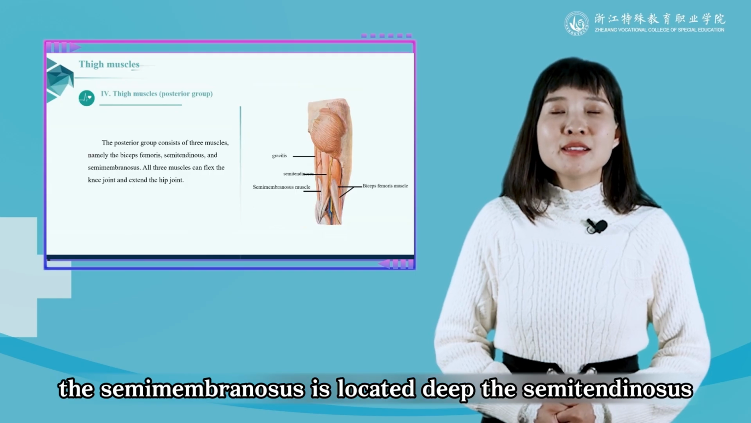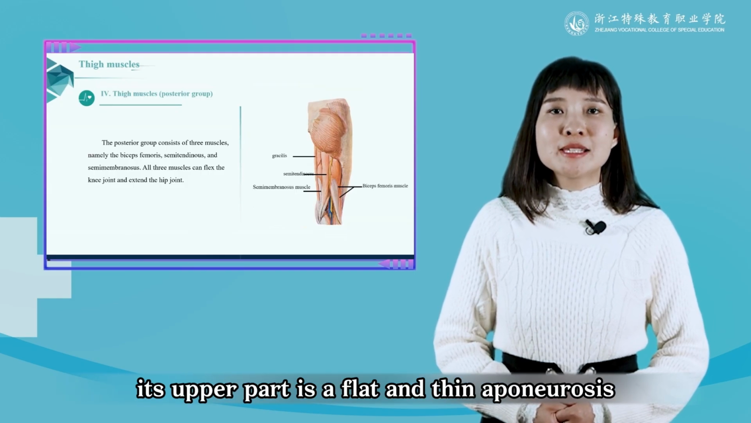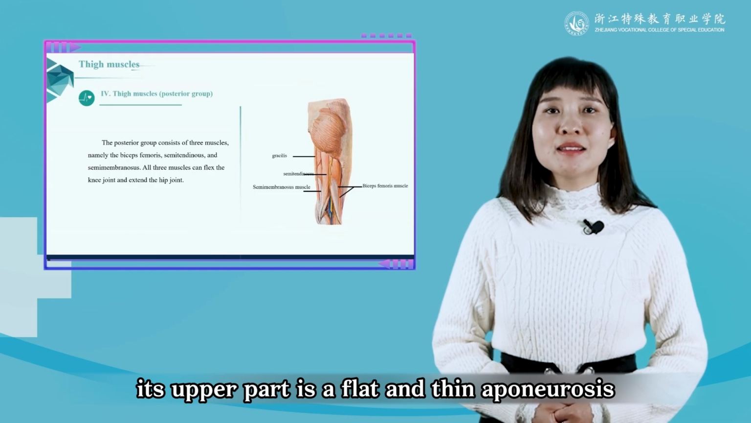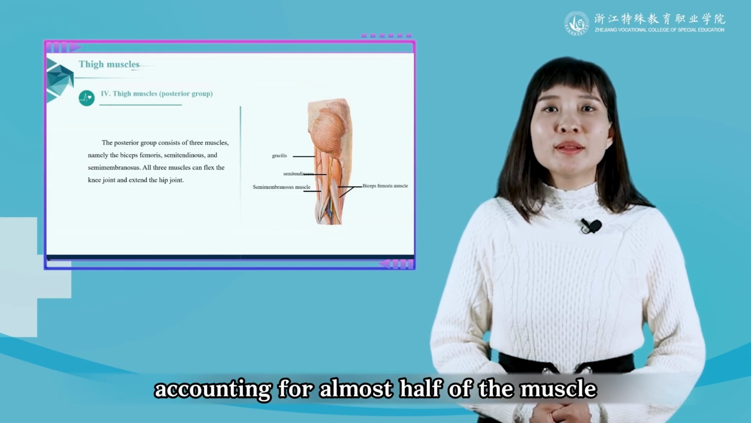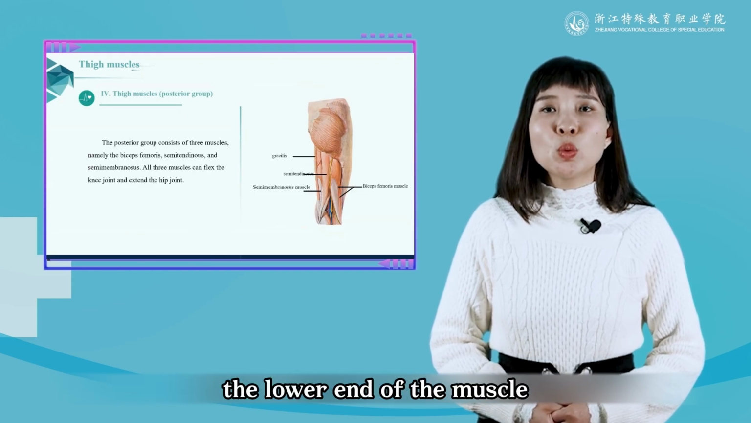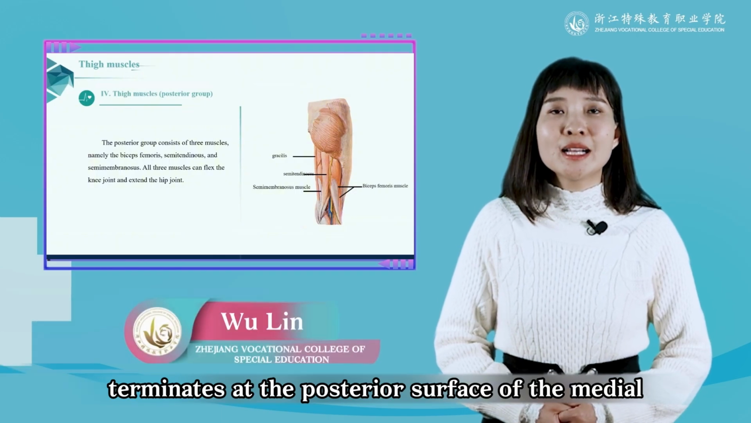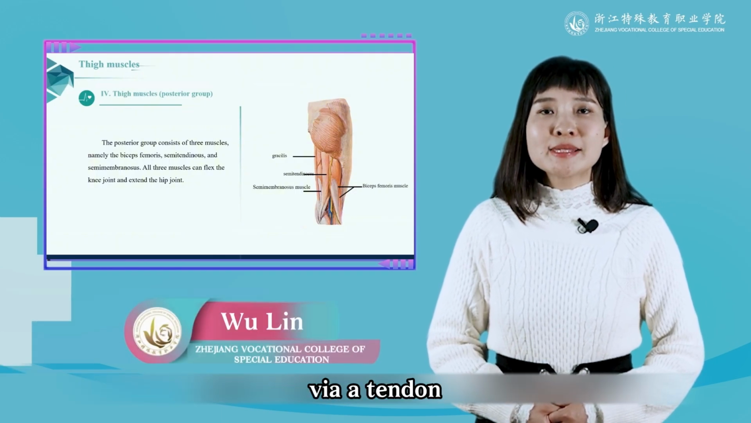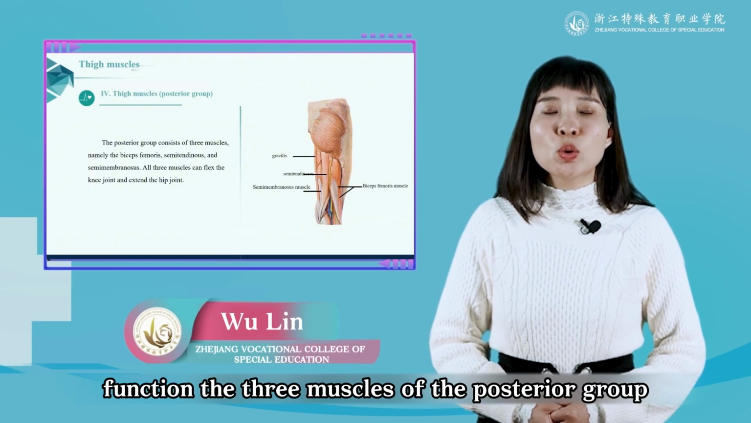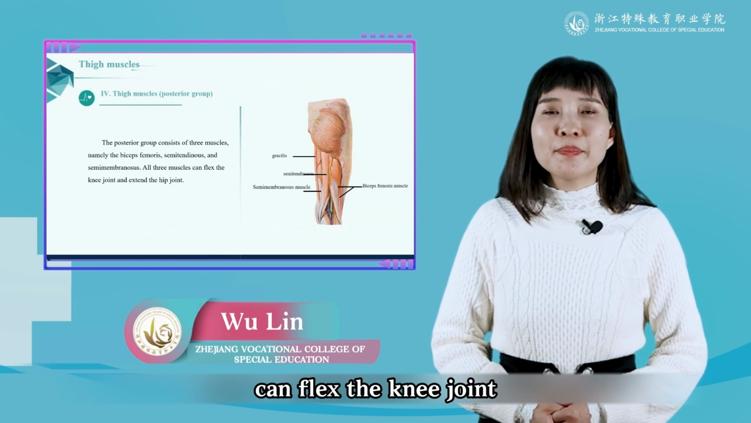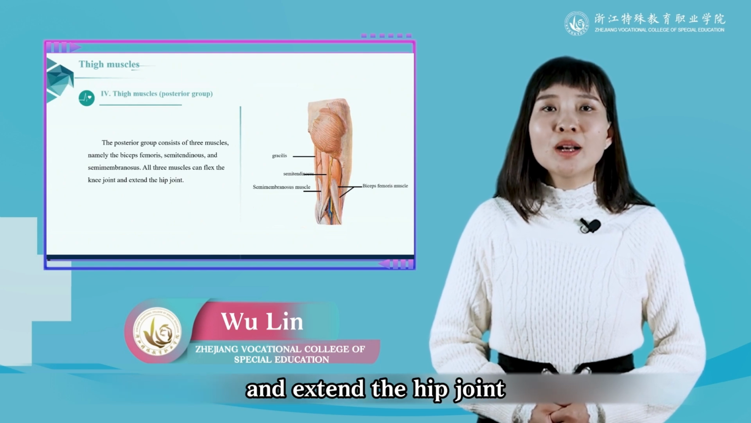3. The semimembranosus is located deep to the semitendinosus. Its upper part is a flat and thin aponeurosis, accounting for almost half of the muscle. The lower end of the muscle terminates at the posterior surface of the medial condyle of the tibia via a tendon. Function: the 3 muscles of the posterior group can flex the knee joint and extend the hip joint.